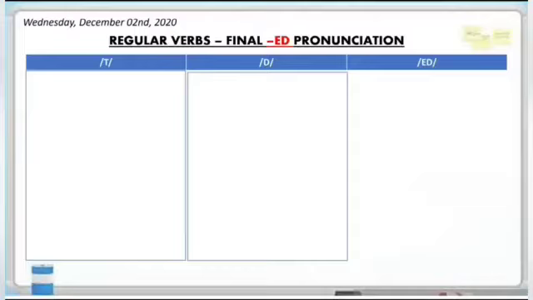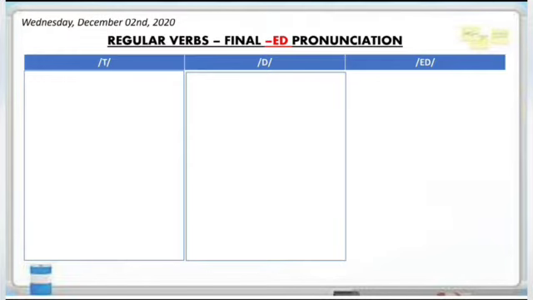And in this case, I'm gonna use the board. So I have here my board, and the first thing that I'm going to do is draw a chart, right, with 3 columns. Why? Because we have three different final ed pronunciations for the regular verbs, and they are the number one, t. Then we have d, and then we have id.